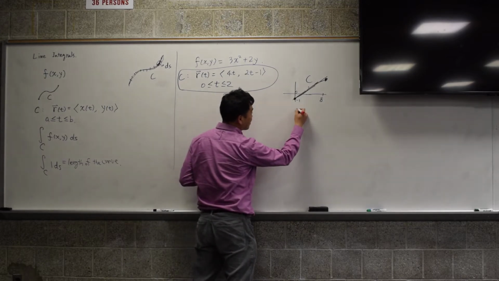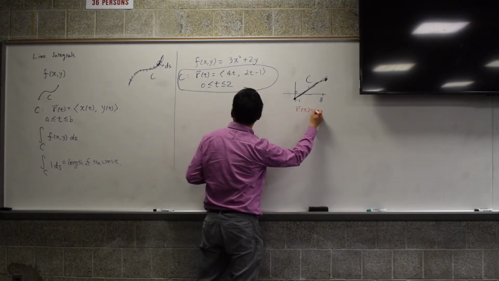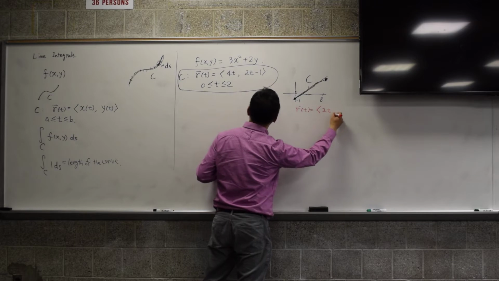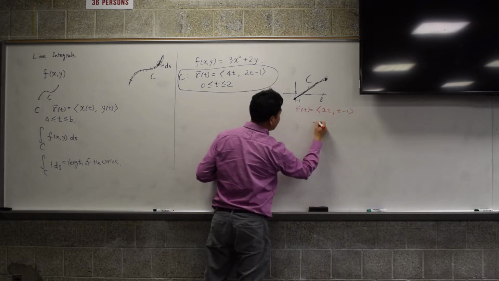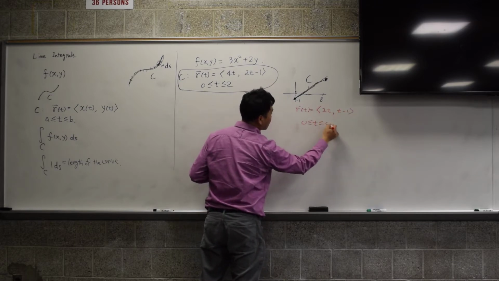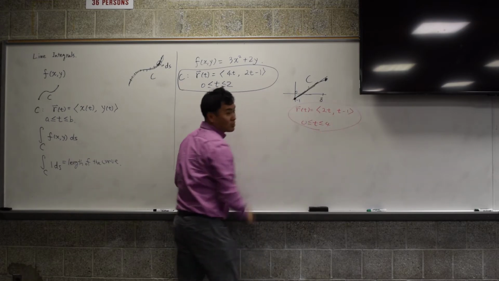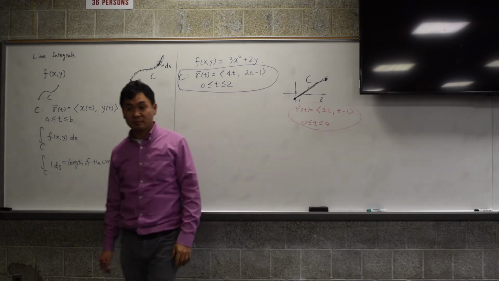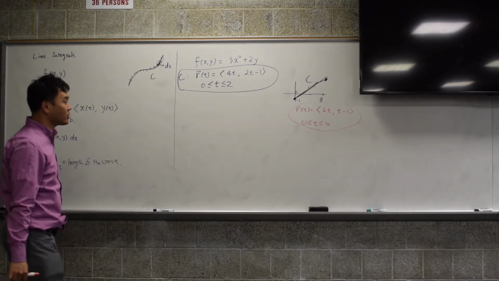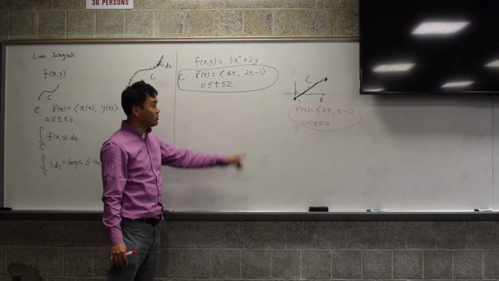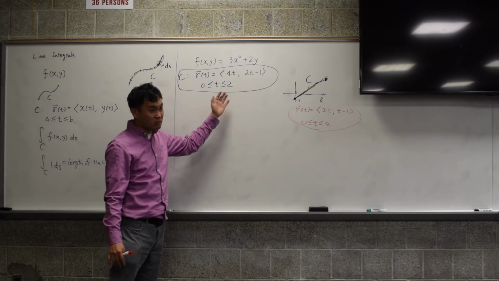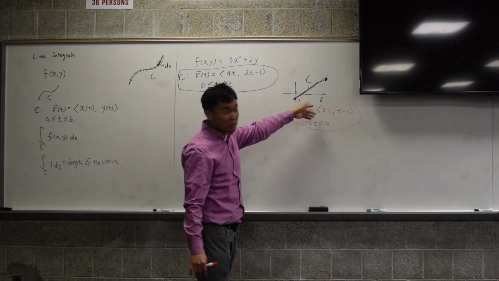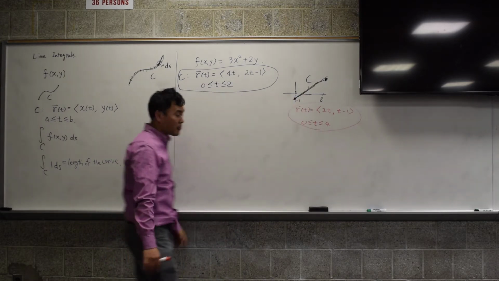Now, if you want to see just one other parameterization of the same thing, let me give you an example. Here's another parameterization. r(t) is (2t, t minus 1), with t being 0 to 2. If you think about the graph of this parameterization, it's exactly the same curve C. You can try out different values of t and you'll see that they give you the same exact curve.